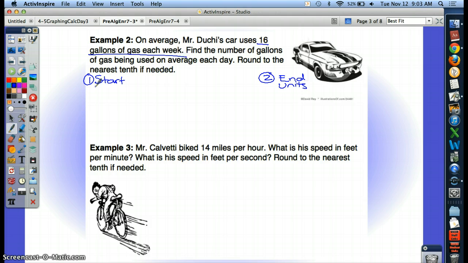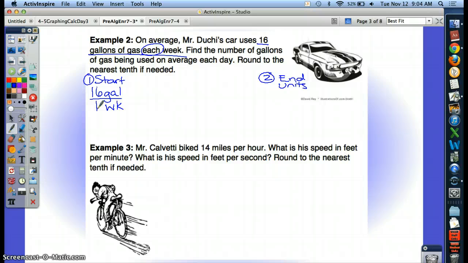That's what we have. Each is like a division bar. That's telling you that we're comparing them. So it's 16 gallons of gas each week, or every 1 week. So when you hit that word each or per, that's telling you to divide. So there's our rate that we're starting with.